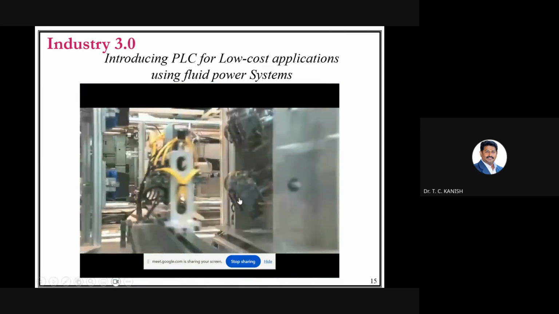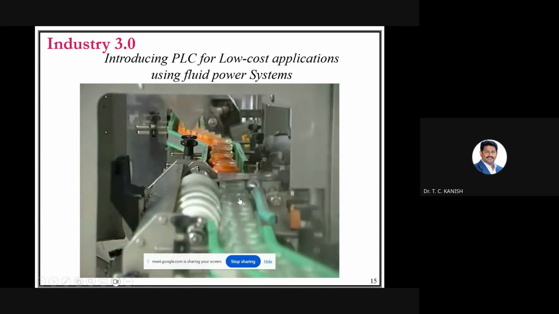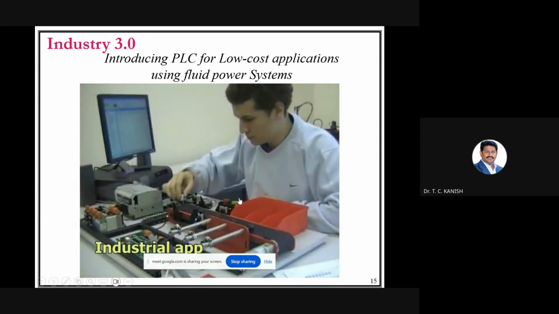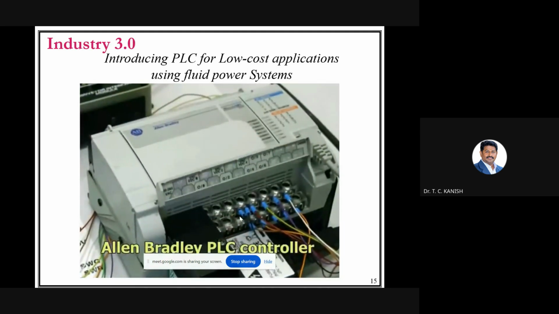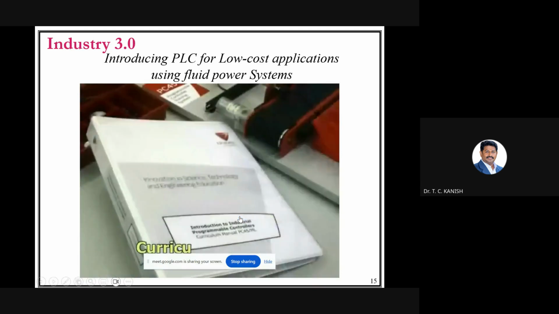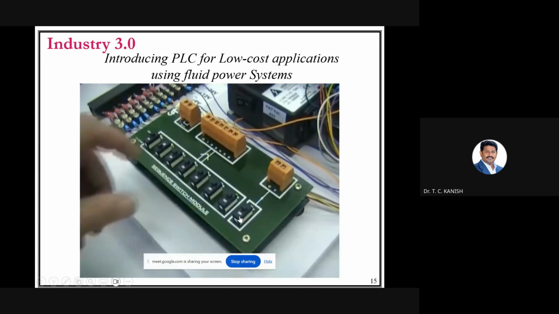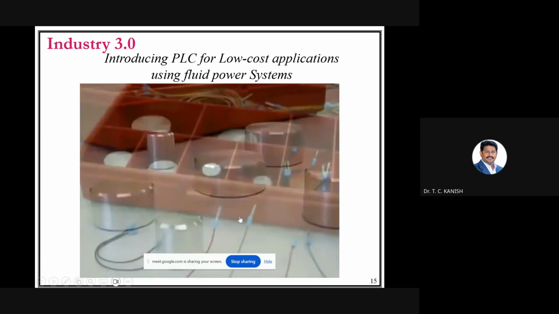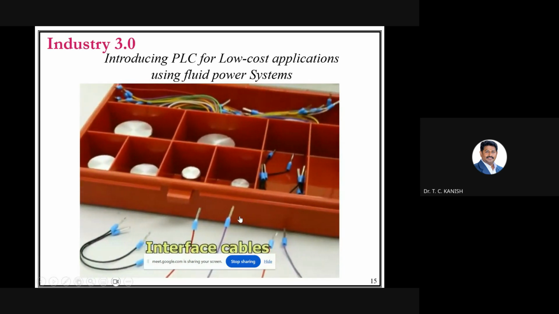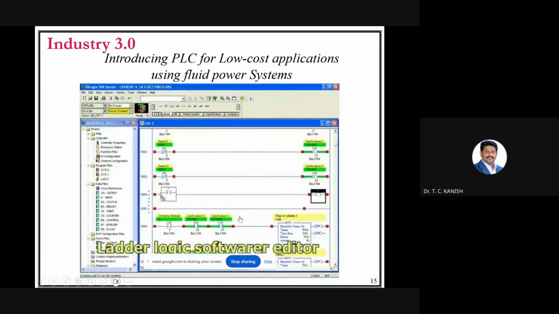When you are using it for sorting operations, this teaching set provides a complete introductory course in the programming and troubleshooting of industrial control applications. Working with an industrially relevant applications trainer, learners progress at speed through a series. You can see the component entering. Then the teaching set also includes an Allen Bradley PLC controller, the sorting action manual, sequence switch module for manual activation of PLC inputs, components that are to be maneuvered through the application trainer according to their size, cables to interface the trainer with the PLC controller, a hand pump compressed air supply, and a ladder logic software editor.